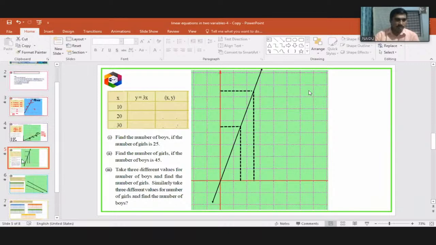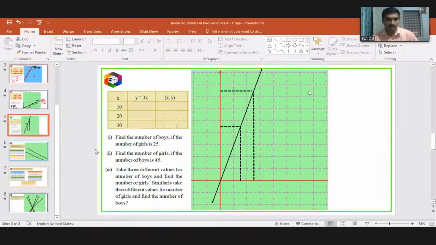Children, one small mistake here. Actually, by mistake I have erased the question. I will take the question, just 2 seconds. In a hurry, I have removed the question.